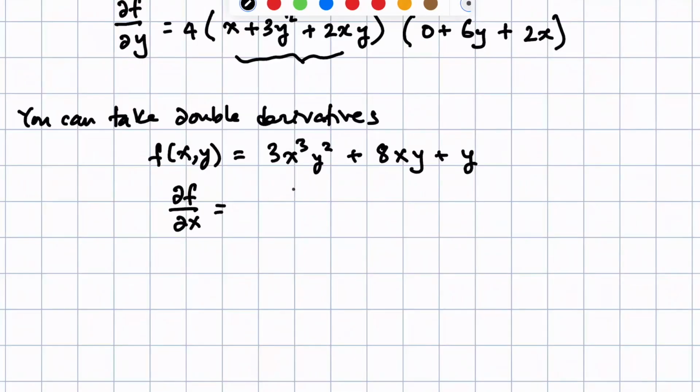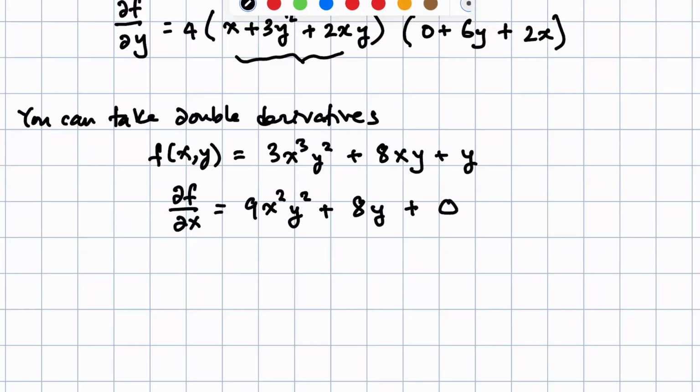df dx is, I'm taking the derivative in x, so I get 9x squared times my y squared, which is a constant. And then I'm taking the derivative in x, so y is the constant, 8y. And then I have a 0 here.